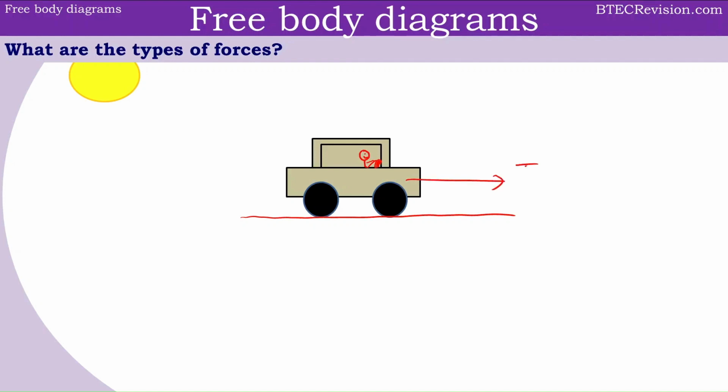So we're going to have thrust from the engine. The car also has a weight pulling it down due to gravity. And going back, we'll have friction between the road surface and the tires. And we will also have air resistance.